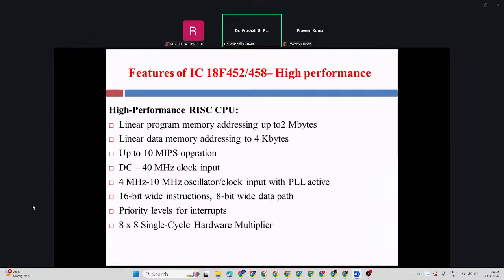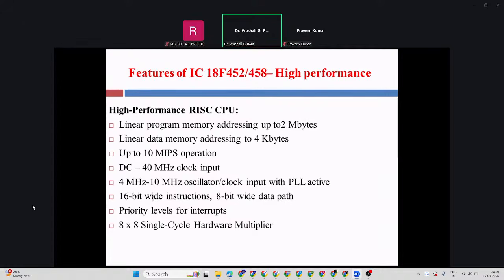And thus, for computing its performance, we are saying that 10 MIPS operation is happening here. Then, we have seen this. DC to 40 megahertz is the clock input. Further, 4 megahertz to 10 megahertz oscillator clock phase lock loop is one of the important features required in the microcontroller. Whenever it comes further, we will go into detail. So what is it? PLL, phase lock loop. And for that phase lock loop, for what range of frequency is it active? For the 4 to 10 megahertz range.